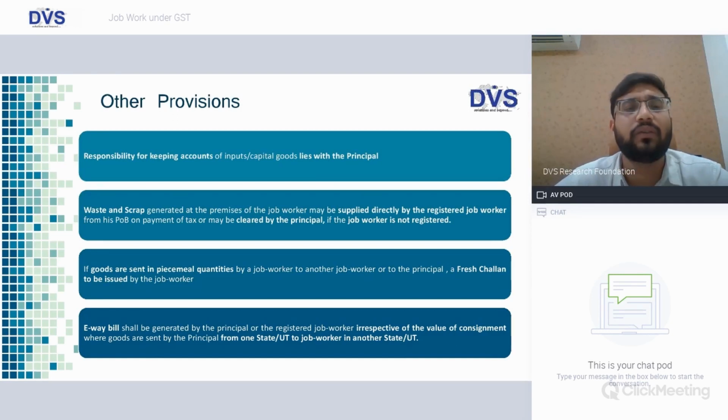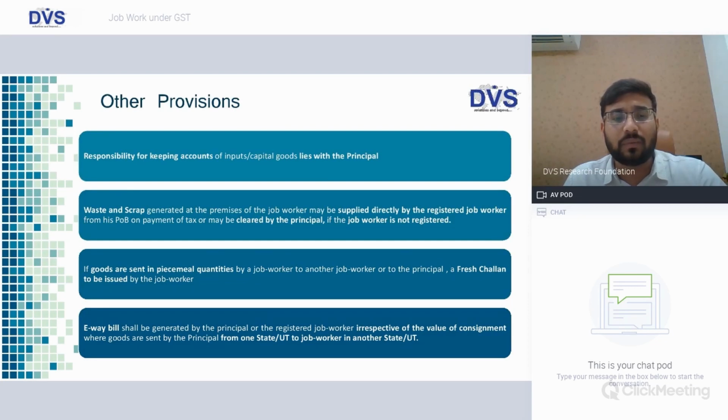Other provisions: responsibility for keeping accounts of inputs and capital goods lies with the principal. Waste and scrap generated at the premises of the job worker may be supplied directly by the registered job worker from his place of business on payment of tax, or may be cleared by the principal if the job worker is not registered. So whatever scrap or waste is being generated, if the job worker is registered, he can do a separate sale of that waste and scrap on which GST would be levied. If not, then it would be cleared by the principal.